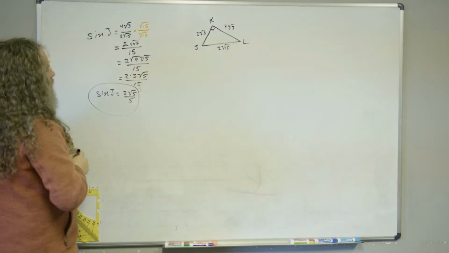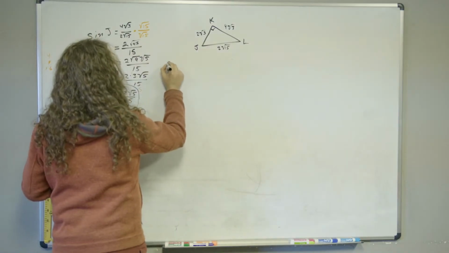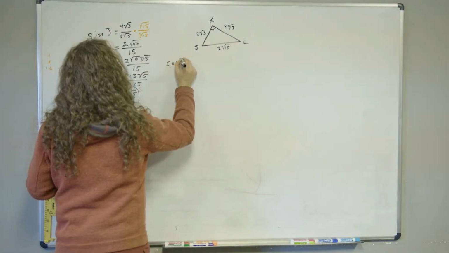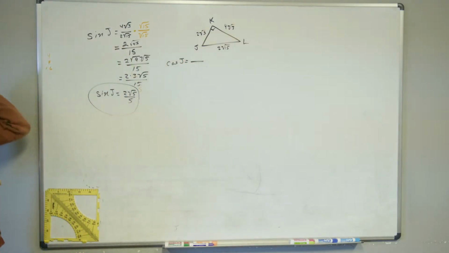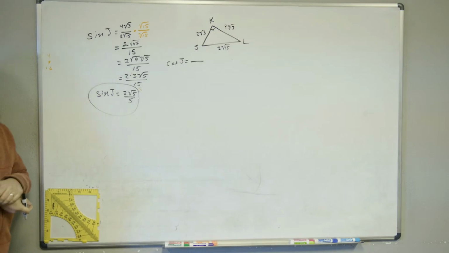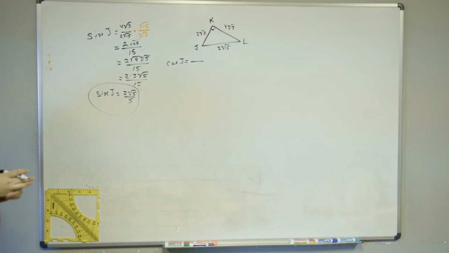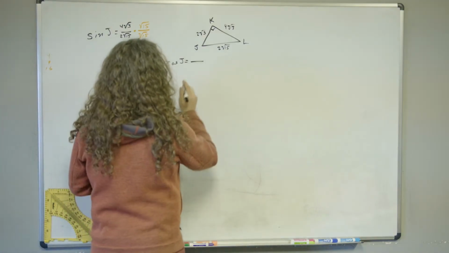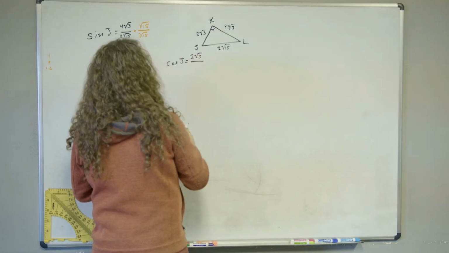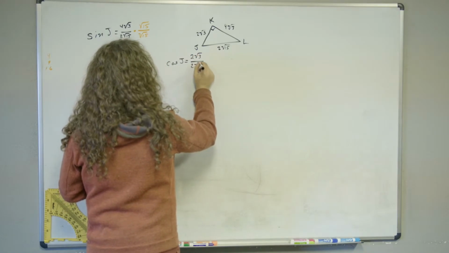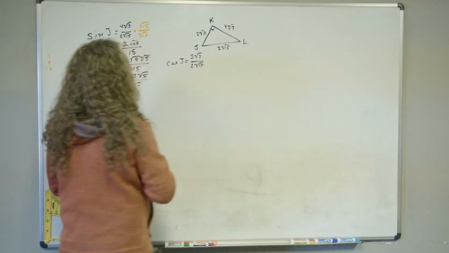Okay. What about the cosine of j? What is cosine in opposites, adjacents, and hypotenuse? Adjacent over hypotenuse. What is adjacent to j? 2 times the square root of 3, right? And the hypotenuse is 2 times the square root of 15. We already said that.